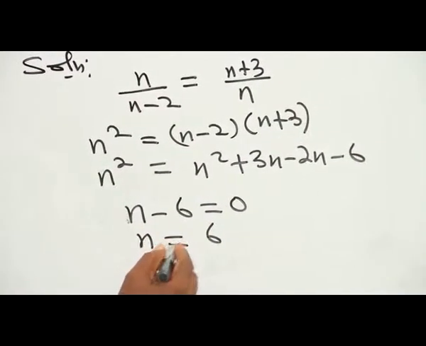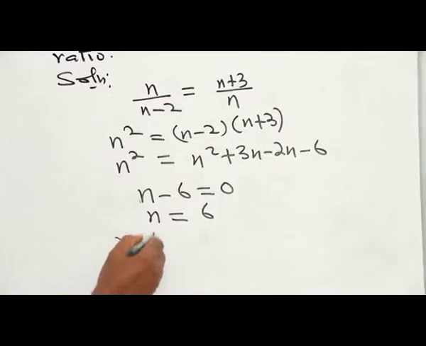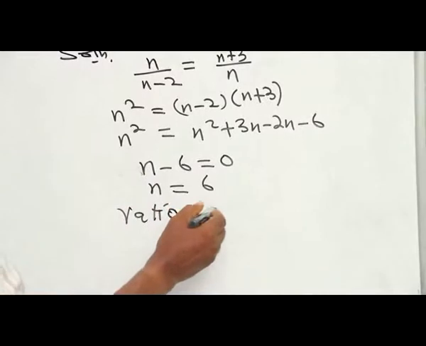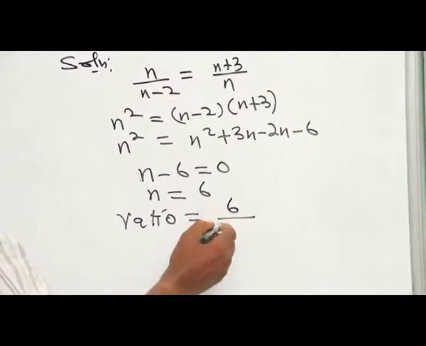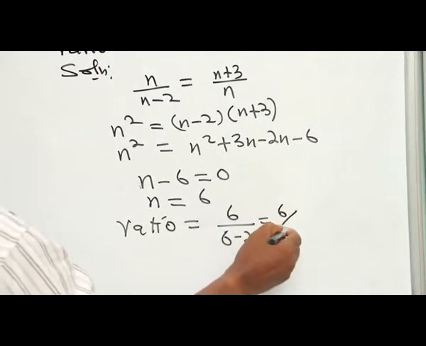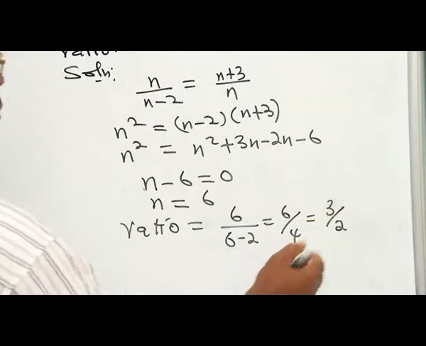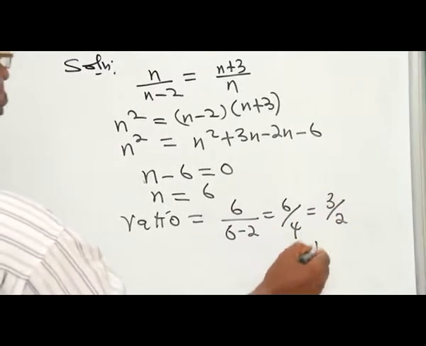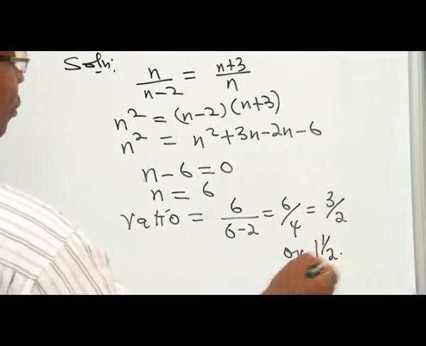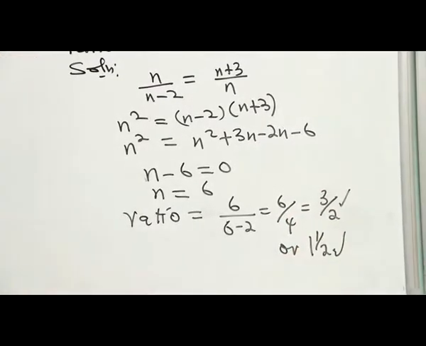So we are asked here to find the common ratio. So the ratio will now be equal to your n, which is 6, all over 6 minus 2, and that is equal to 6 all over 4, and the common ratio is 3 all over 2. Some can write this 1 1/2. Whichever one, this is correct, this is also correct.